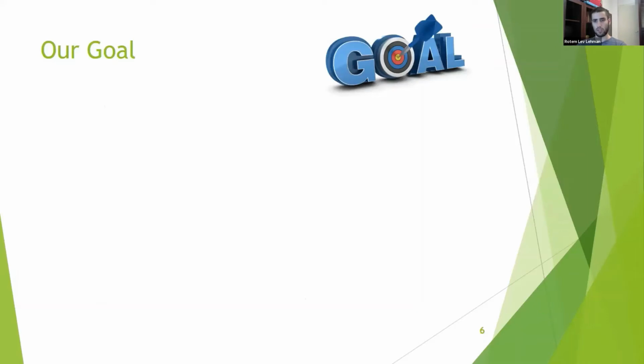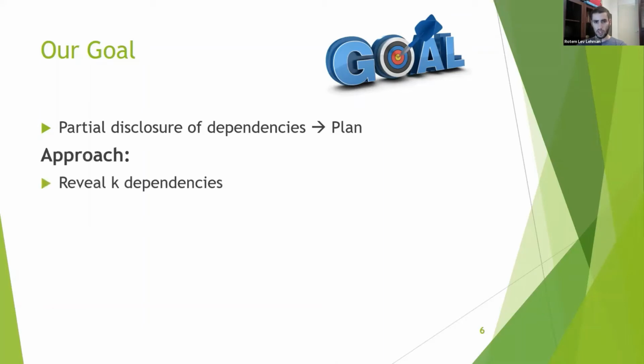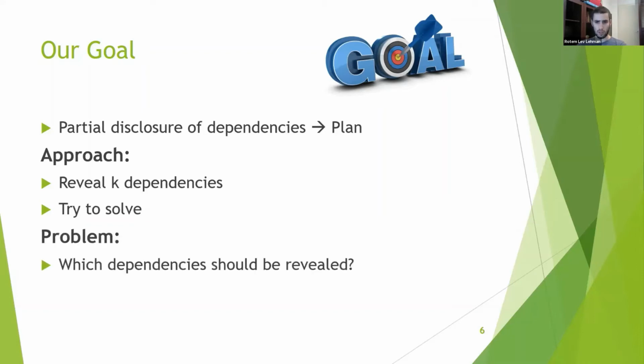Our goal is to find a good plan while revealing a limited amount of private dependencies. Our approach is to reveal k dependencies, where k is a parameter, and then try to solve the problem with the revealed dependencies. The problem is how to know which dependencies should be revealed. For this problem, we have developed several heuristics in order to rank the dependencies by order of revealing.